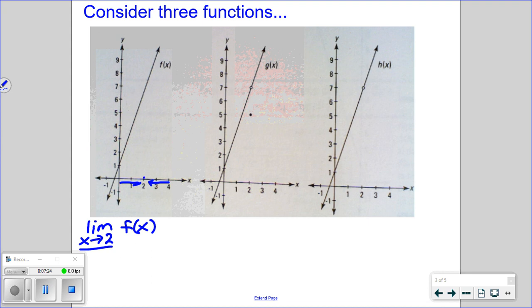Make sure I did that correctly. I felt like I didn't. Okay, so if we follow our graph and we're trying to figure out what y is getting closer to, it sure does look like y is getting closer to 7. So we would say that the limit equals 7.